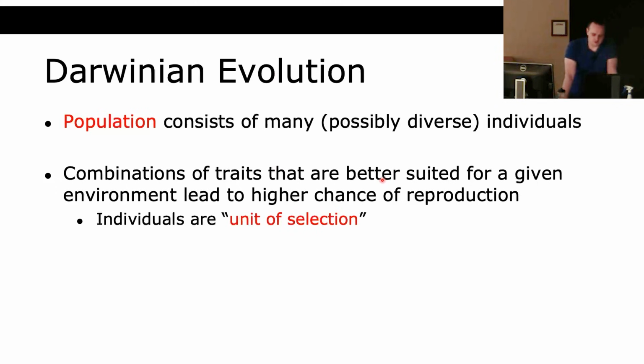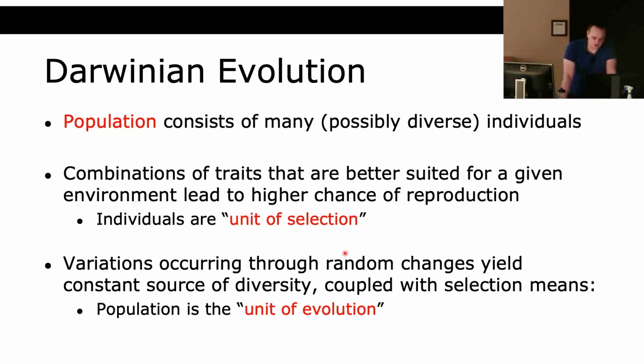So combinations of traits that are better suited for given environments lead to a higher chance of reproduction. What this means is that individuals in a population are the unit of selection. Okay, and I'll get back to this in a second. Variations occurring through random changes yield a constant source of diversity, and when coupled with selection, this means that the population is the unit of evolution, meaning that in order for Darwinian evolution to occur, individuals are the things that are being selected for reproduction.